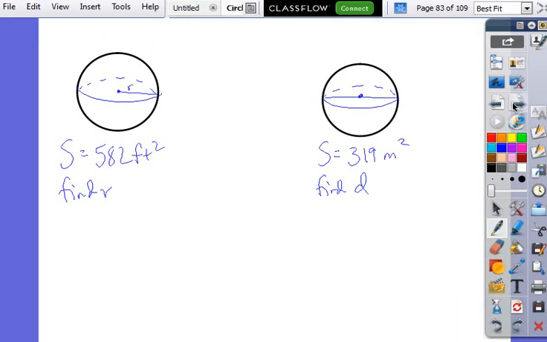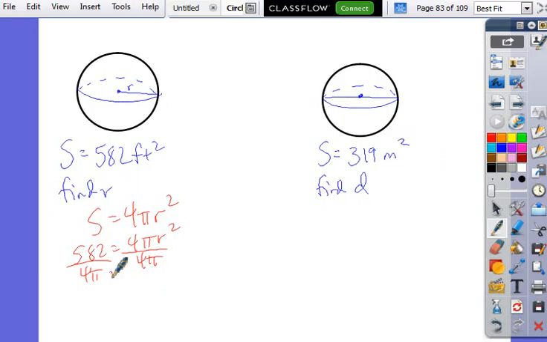All right, on these, it tells me what the surface area is and says find r. So I'm going to do the same thing I did when it was area. Here's my formula. I'm going to plug in the 582 in place of the surface area. You're going to divide by 4. In this case, I'm going to divide by 4 pi and not just pi. Make sure you type that as a fraction, or you put the denominator part in parentheses.